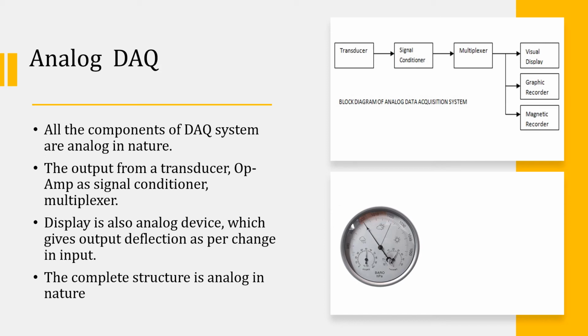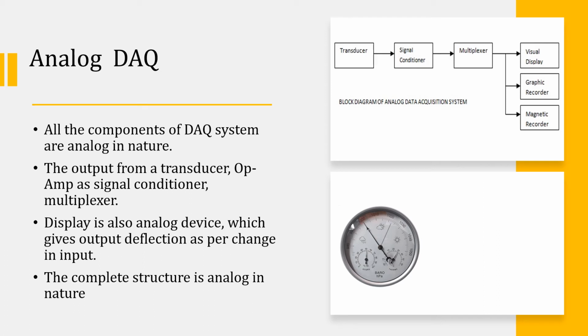In the analog data acquisition, all the components are analog in nature. So either it is transducer or it is signal conditioning like amplifiers. Op-amps themselves are analog devices because we give the analog signal to it and it gives output in the analog form. So when we have all the signal from transducer to the display in analog form, we say this data acquisition system is analogous in nature.